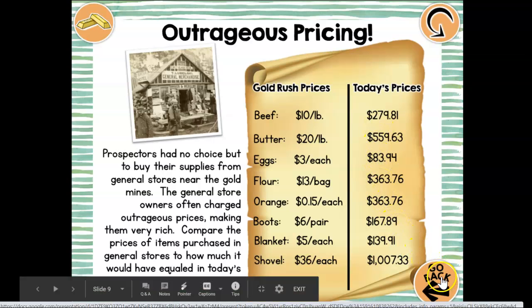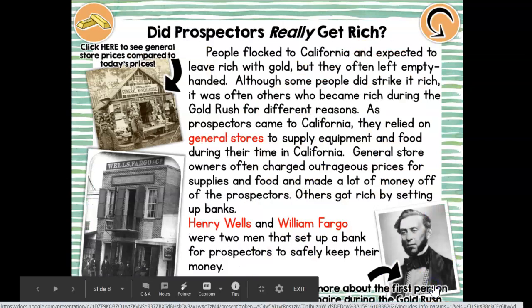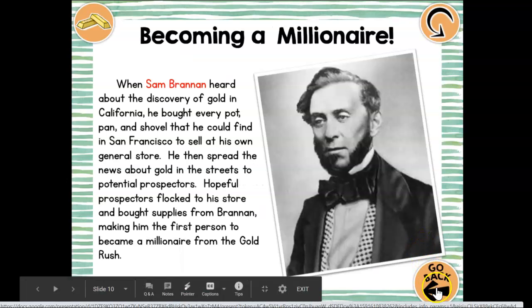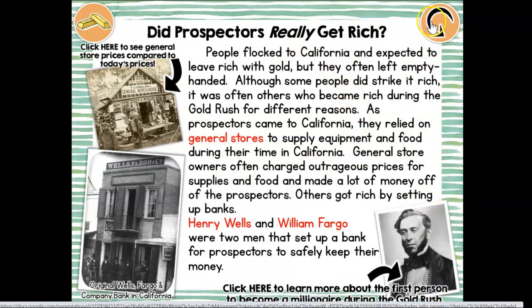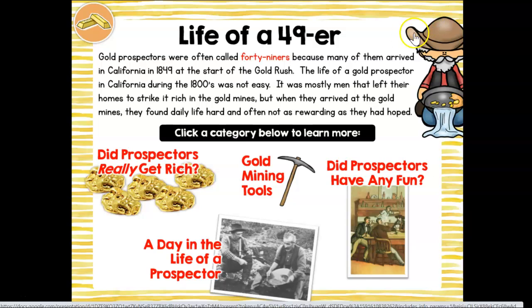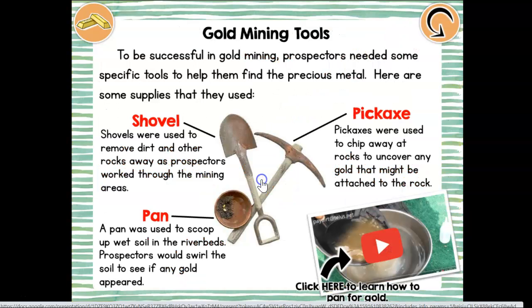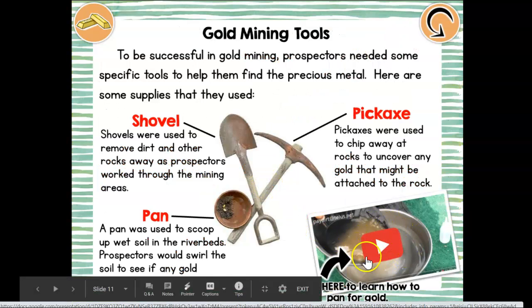All right, so when you're done here, you're going to push go back and it's going to bring you back here. This one there's another arrow, so you want to click on this person and then go back. And remember, when you're done reading this part, you're going to click the arrow. The arrow is going to bring you here. Then click on gold mining. This one has a video.